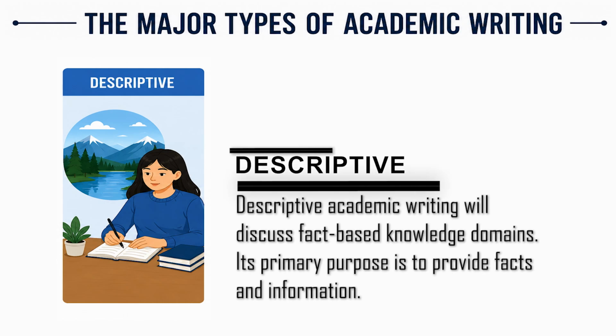Descriptive academic writing will discuss fact-based knowledge domains. Its primary purpose is to provide facts and information. So the major thrust is on reporting on available information and often summarizing it.